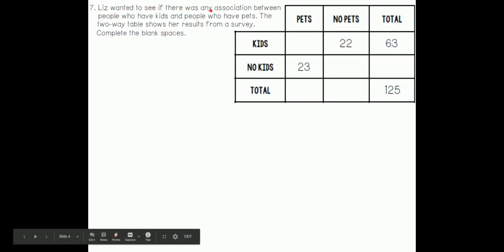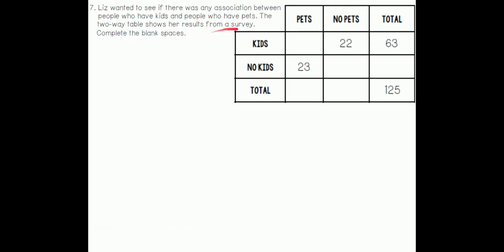Liz wanted to see if there was any association between people who have kids and people who have pets. The two-way table shows the results of our survey. Let's go ahead and complete this and then answer the questions. So she asked people if they had pets or no pets and whether they had kids or no kids. We can figure out whether they had pets and kids because it's the only piece of data missing. So something plus 22 equals 63. You can just subtract 22 from 63. So 63 minus 22 is 41.